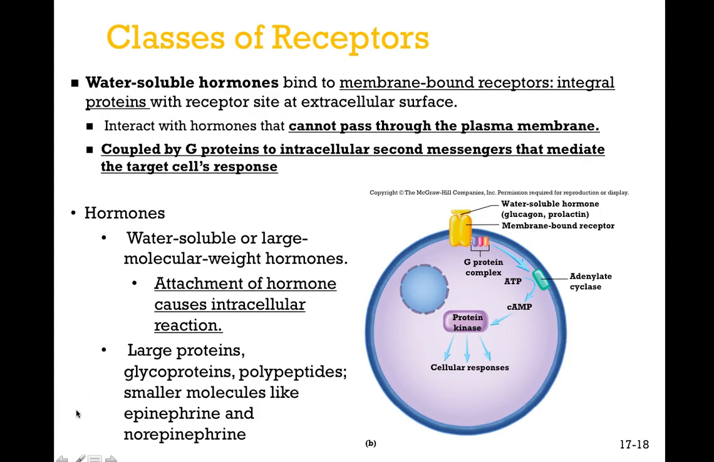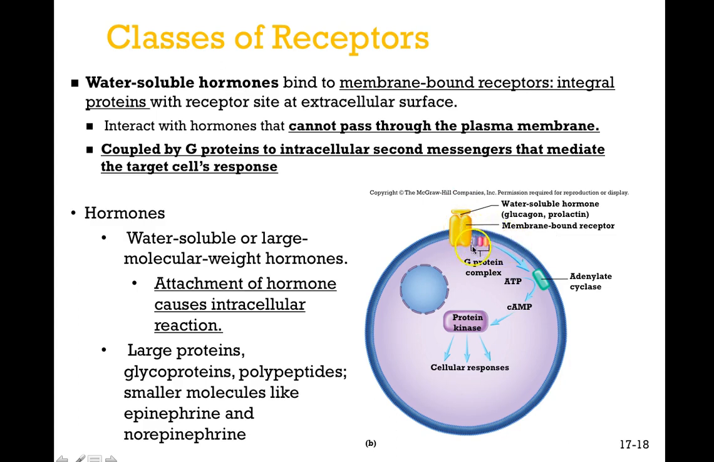So now we can talk about our water-soluble hormones again. They are going to bind to the membrane-bound receptor on the plasma membrane. These are called integral proteins because they have integrated themselves into the plasma membrane. And these water-soluble hormones cannot just move through the plasma membrane. They always have to attach to a membrane-bound receptor.